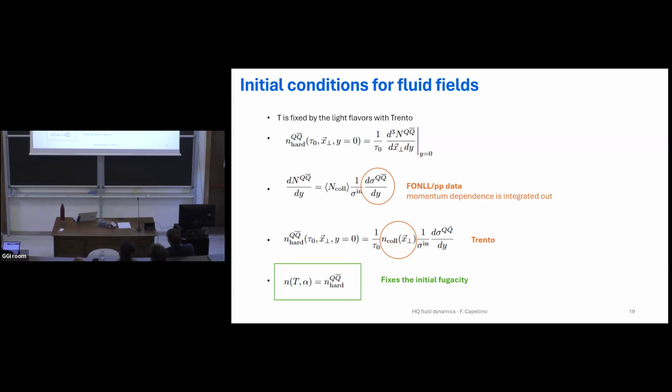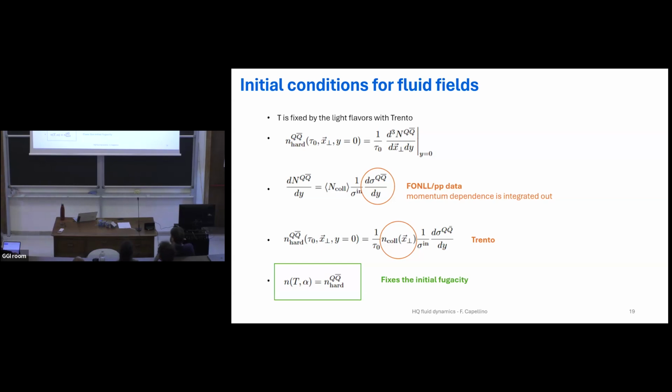Then we can use the expression for the density of hard scatterings of heavy quark anti-quark pairs. This is given by the first line. So basically what we need to know is the cross-section of heavy quark anti-quark pair production. We always work at mid-rapidity. So in particular, this cross-section in orange can be either given by FONLL, so a perturbative calculation, or one could also take them from data in proton-proton. And then the further ingredient that we need is basically how the distribution of binary collisions in the nuclear collision distributes as a function of the radius.